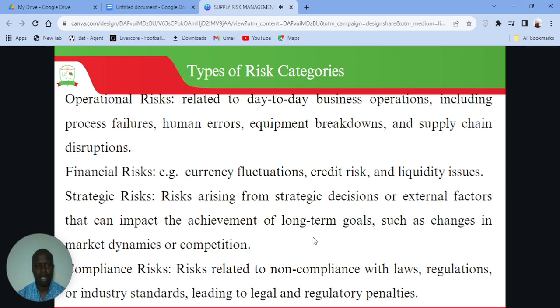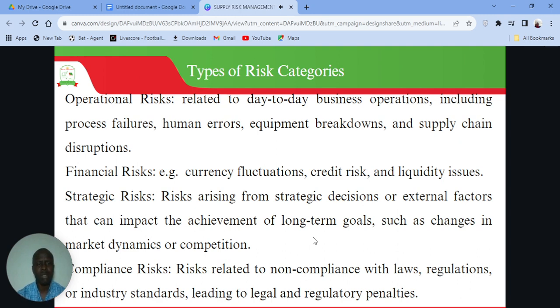Now, as we categorize risks, we can have different categories. For example, we can have what we call operational ones, and these ones are related to day-to-day operation. It could be things like process failures. Maybe our systems have failed. That is a risk because that particular day means we may not be able to conduct our activities as we intended. And then we also have human errors. Those are errors that are caused by human beings. It could be a mistake when we are mixing certain kinds of chemicals that we intend to give us a final product. We can also have equipment breakdowns. We can also have supply chain disruptions. Maybe our transport activities have been disrupted. All those could be called operational risks.